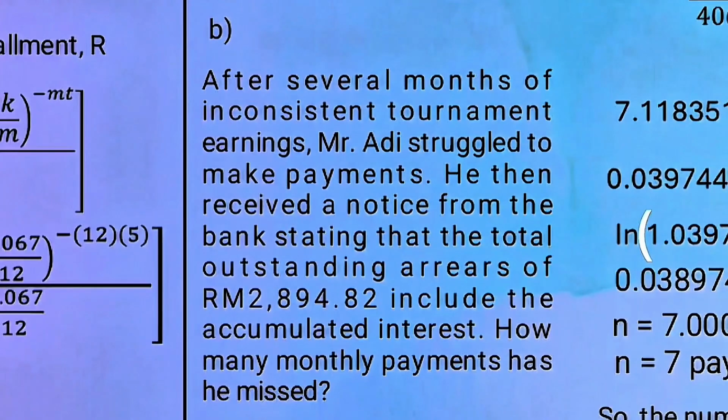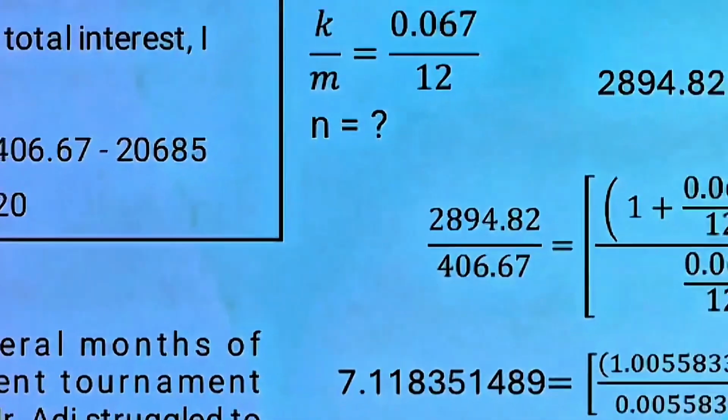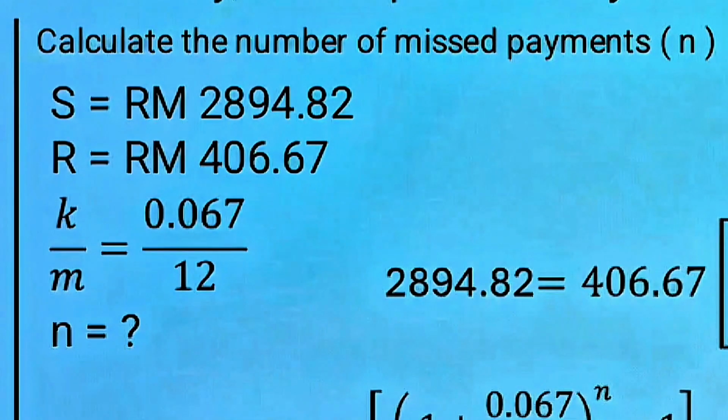Question B. After several months of inconsistent payments, Mr. Adi decided to make payments. He then received a notice from the bank stating that the total outstanding arrears of 2,894.82 include the accrued interest. How many monthly payments has he missed? So the arrears amount of 2,894.82 is the future value of the missed monthly installments, including the accumulated interest.